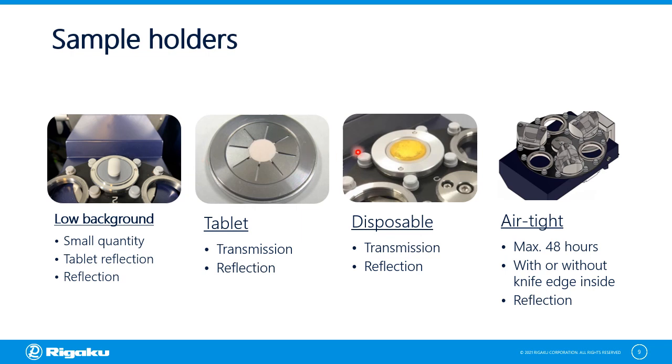The disposable sample holder can also be used for both reflection and transmission geometries. The outer ring is made from metal, and this part is reused. The inner part of the holder that holds your sample and the capsule window is made from plastic. This part is disposable. We have a couple of different designed airtight sample holders available. The one shown here is designed to keep the environment inside for a maximum of 48 hours. It can have an integrated knife edge inside for 1D or 2D detectors. A low background insert is also available for this specific model.